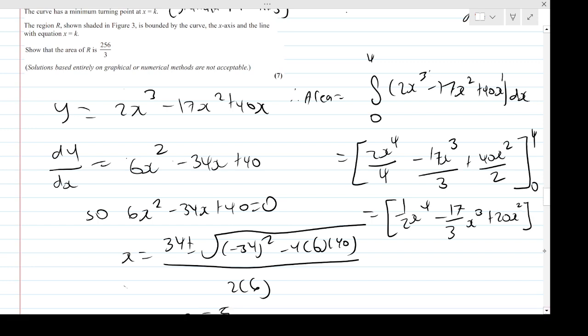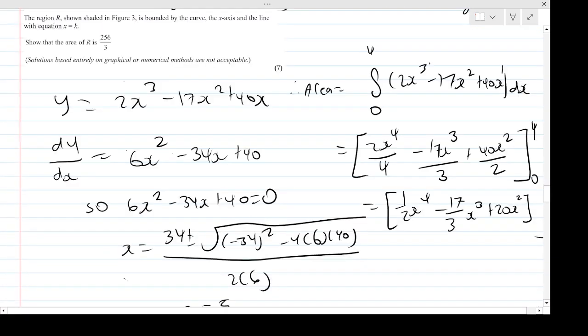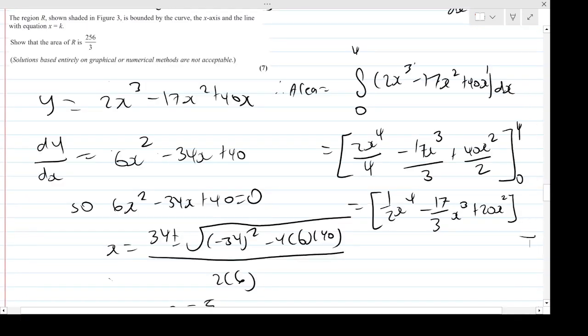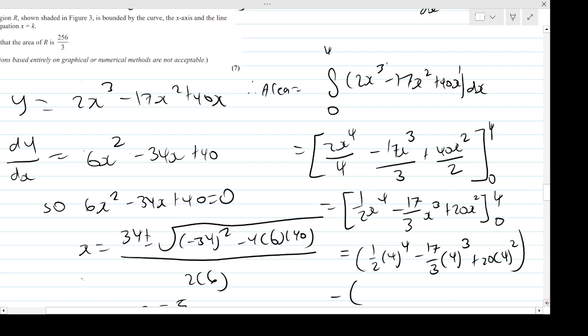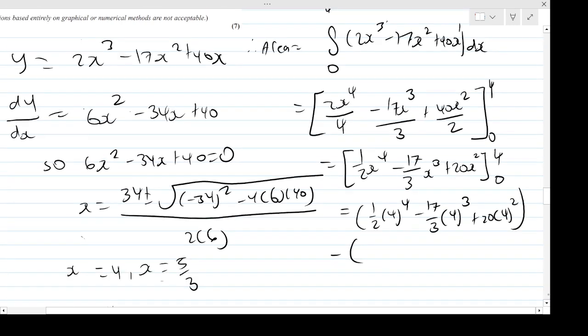Between, do I have any room here? There we are, between 4 and 0. Now I'll substitute it in, right, after simplifying it. So it'd be a half of 4 to the 4 minus 17 over 3 of 4 cubed plus 20 lots of 4 squared. Then I'm going to take away, then I'm going to substitute 0 in it. So it's going to be a half of 0 to the 4 minus 17 over 3 of 0 cubed, add 20 lots of 0 squared.